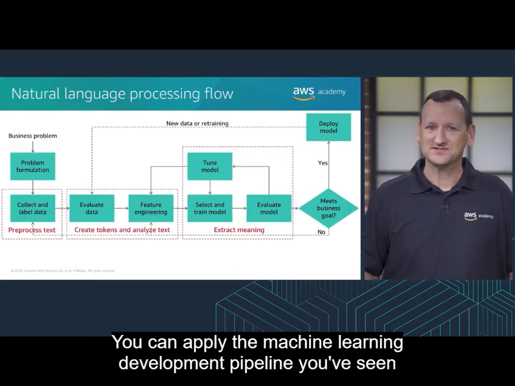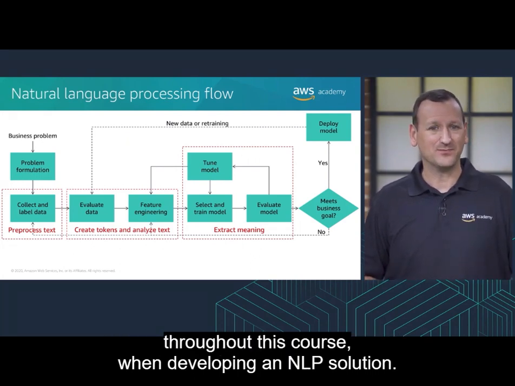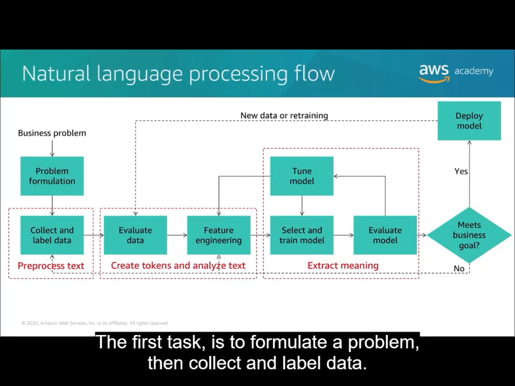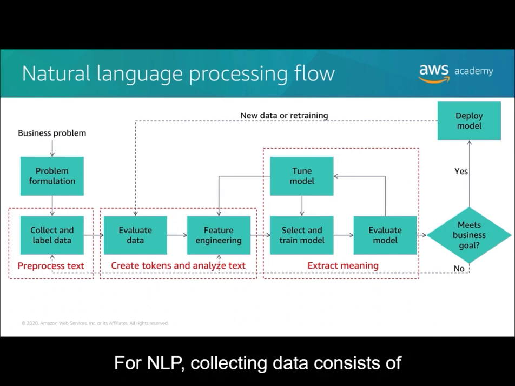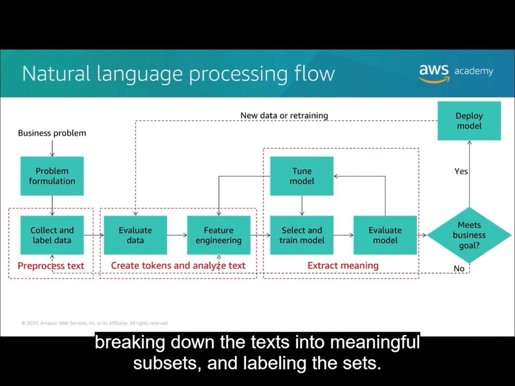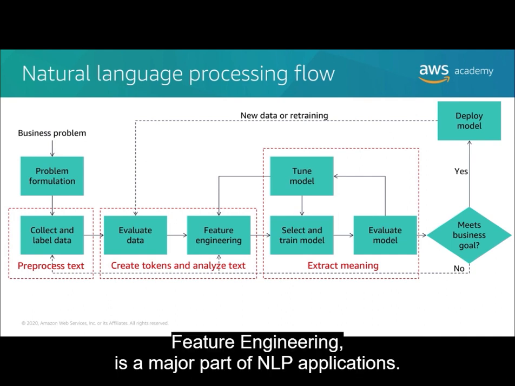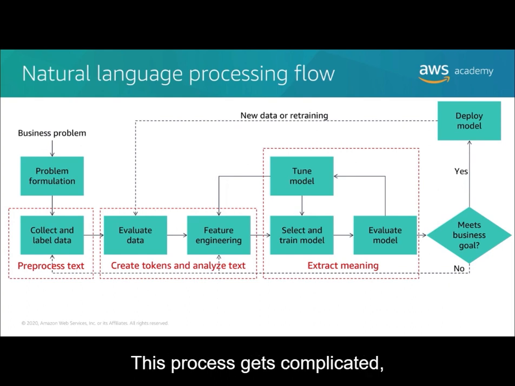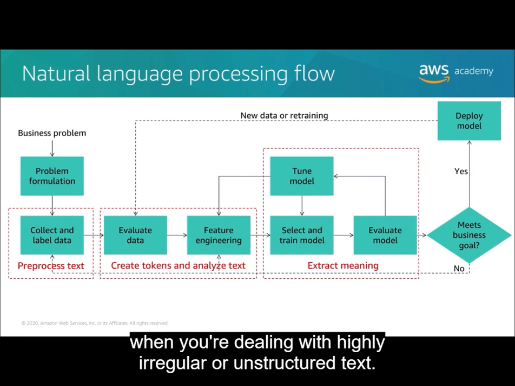You can apply the machine learning development pipeline you've seen throughout this course when developing an NLP solution. The first task is to formulate a problem, then collect and label data. For NLP, collecting data consists of breaking down the text into meaningful subsets and labeling the sets. Feature engineering is a major part of NLP applications. This process gets complicated when you're dealing with highly irregular or unstructured text.